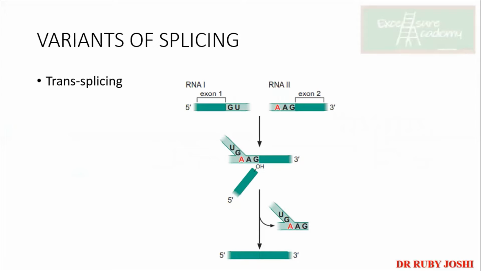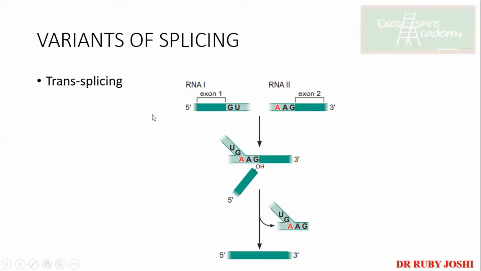Now there is another type of splicing which in few cases of viruses and other organisms has been observed. So it is known as trans splicing. अब नाम से ही पता चल रहा है that it is trans यानी कि different it is. Okay.